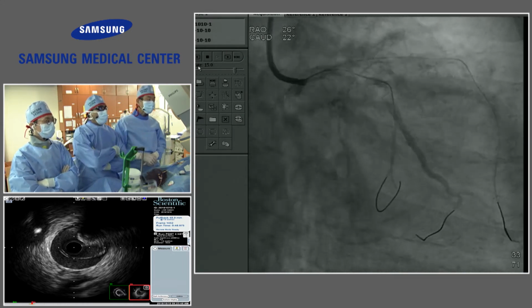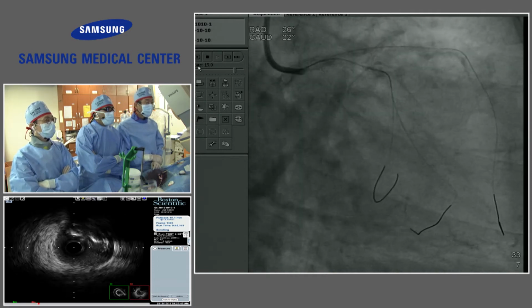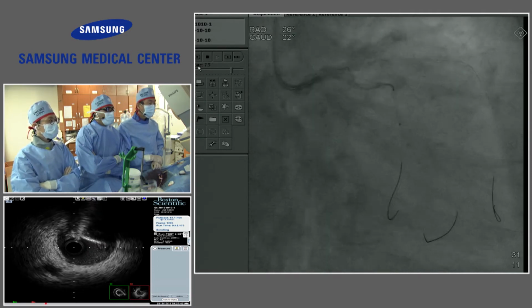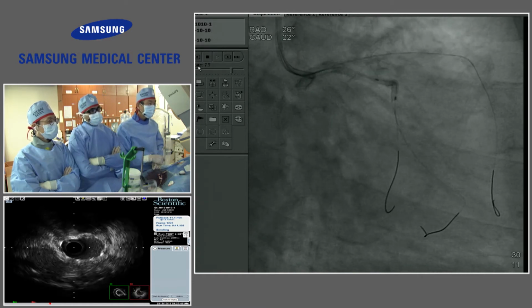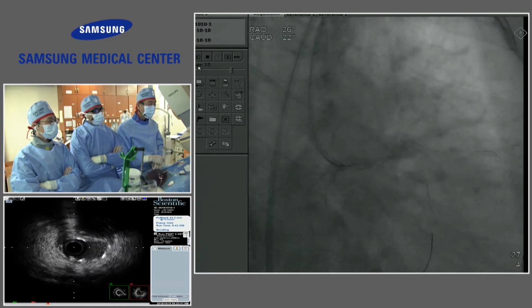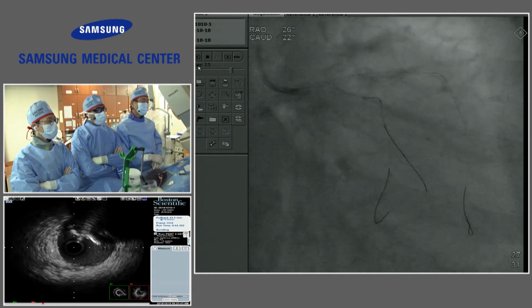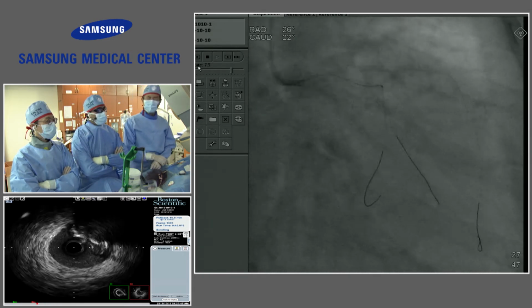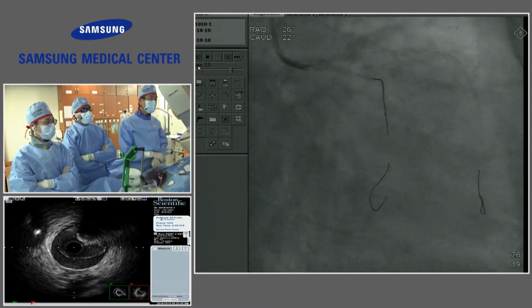Go back one. We may be able to show it. Back one more. Back one more. Okay, we didn't save that. Back. This might be a Crusade catheter. Yeah, this is it, the Crusade.